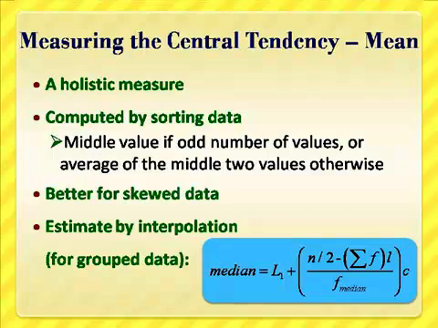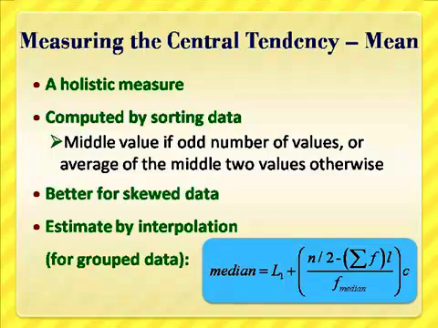Median can be computed by first sorting the distinct values in some order. Then the middle value of the ordered set is the median if n is odd. Otherwise, the average value of the two middle values is considered as the median. This measure is better for skewed data. It is computationally expensive. We can also estimate it by using the interpolation method.